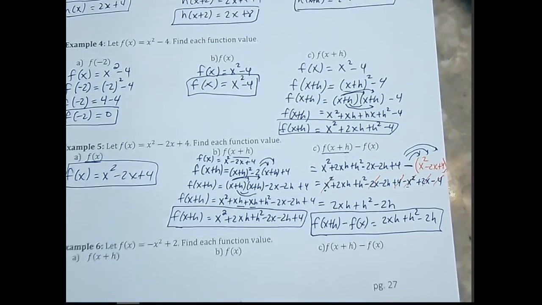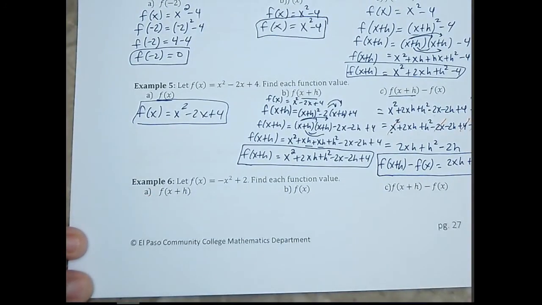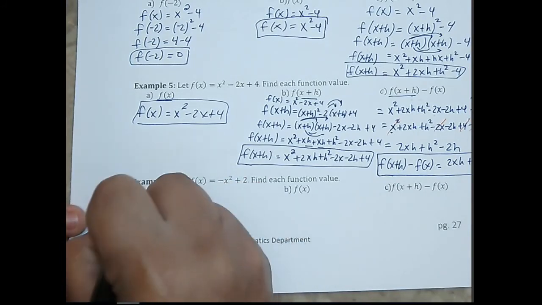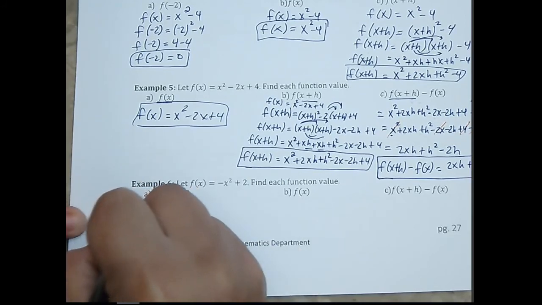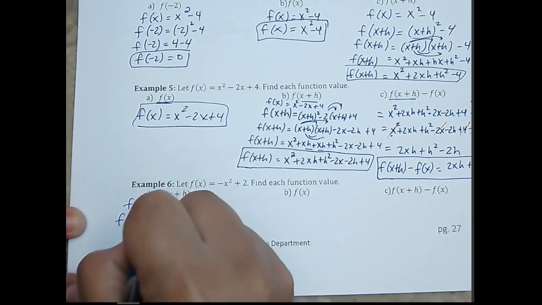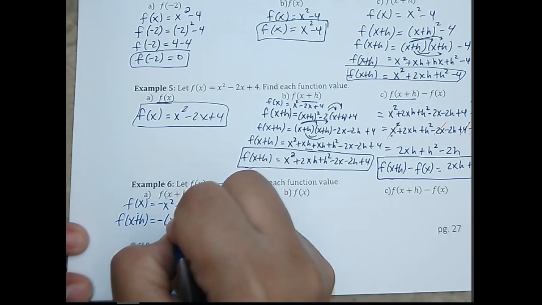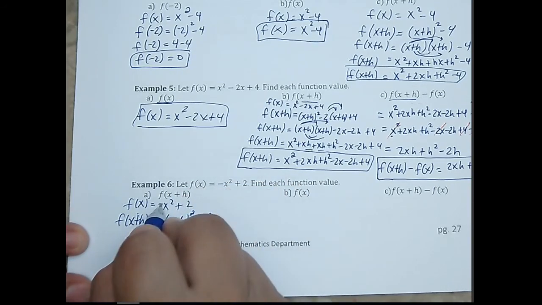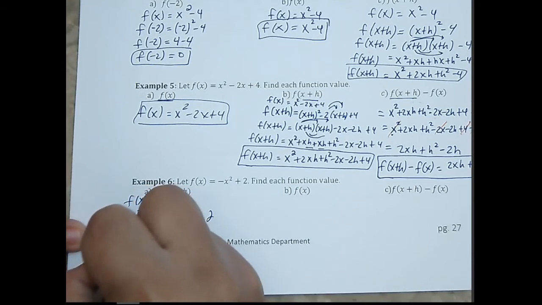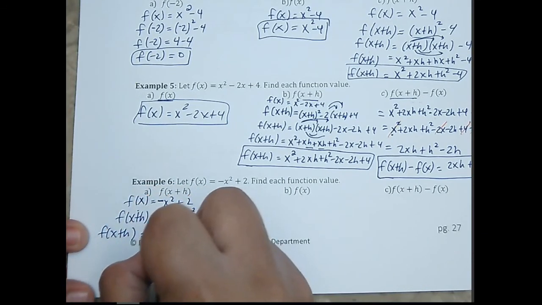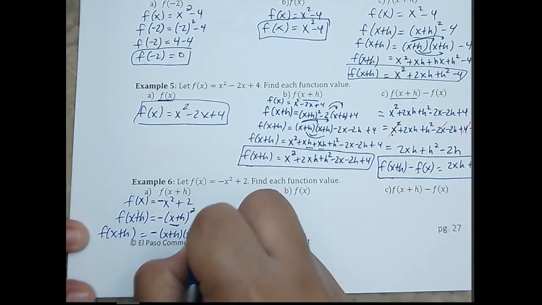Okay, let's try another one. So here we have f of x plus h. So if I substitute into my equation, then I end up with, anywhere I see an x, I'm going to replace with an x plus h. Notice that the negative is not being squared, so I have it on the outside. So if we rewrite this, that's negative (x plus h) times (x plus h) plus 2.